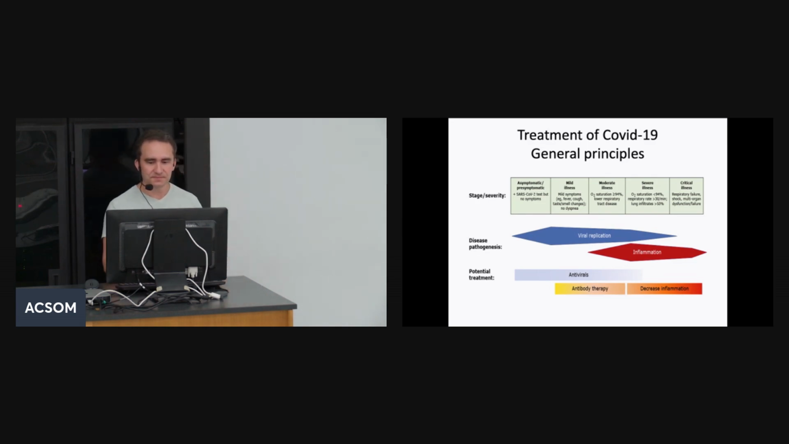And of course, if there is an inflammatory stage, then you would use medications to decrease inflammation.